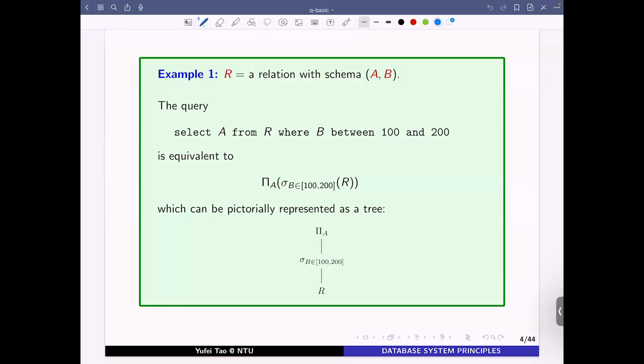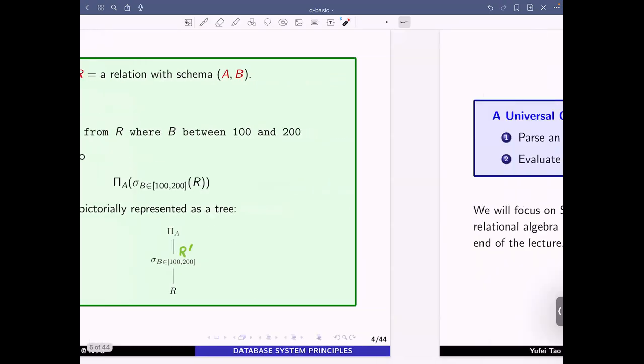Okay, so now let's just say that the output is R prime, and then this R prime is fed into the next operator, and this operator is projection. So you are taking just the attribute A from this R prime. This is an illustration of the background process which is happening inside the database system every single time you issue a query. So you can see, from a SQL statement to a relational algebra expression.